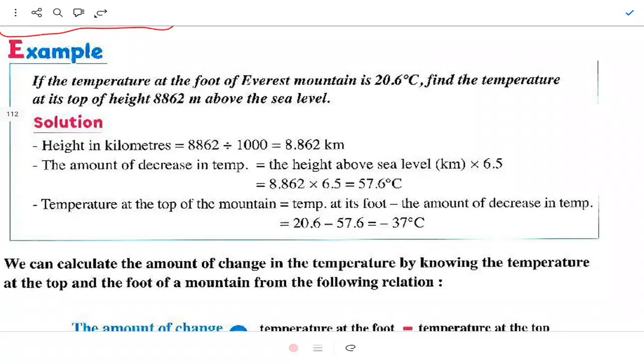Now let's solve this problem. If the temperature at the foot of Everest, this is Everest, and this is the foot of Everest mountain, is 20.6 degrees, find the temperature at its top, of height 8,862 meters above the sea level. We want to measure the degree here.